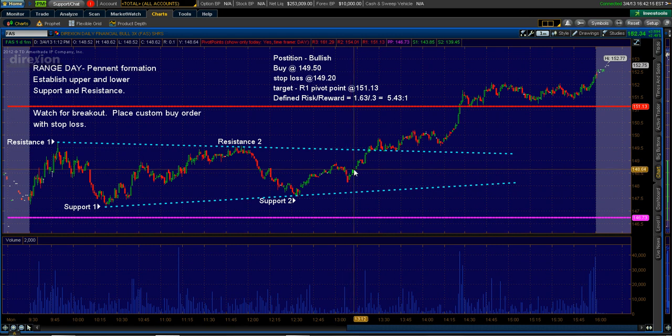All right, well, that's pretty much it for today. Simple range day, pennant formation, and we were in and out with a nice profit. And that's pretty much it.